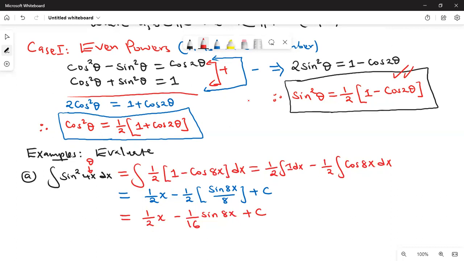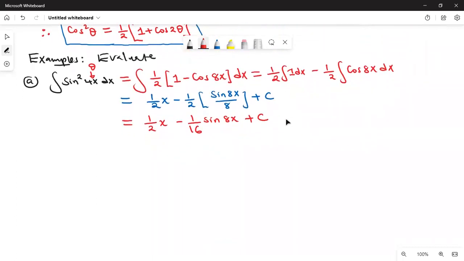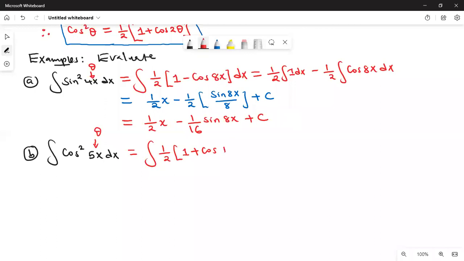Another one, let's see how to integrate cosine squared of maybe 5x, whichever angle. So we can write part B, the integral of cosine squared of 5x dx. In this case, our theta is 5x. So how do we integrate this? It is the same as the integral of 1 over 2 into 1 plus cos 2 theta. Theta is 5x, so 2 theta will be 10x.